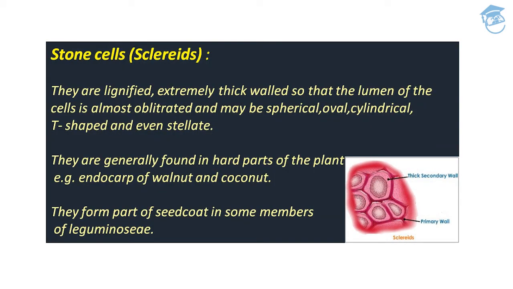So stone cells are lignified and extremely thick walled, so that the lumen of the cell is almost obliterated, and they may be spherical, oval, cylindrical, T-shaped and even stellate. They are generally found in hard parts of the plant such as the endocarp of walnut and coconut, and they form part of the seed coat in some members of the Leguminosae family, as I just showed you.